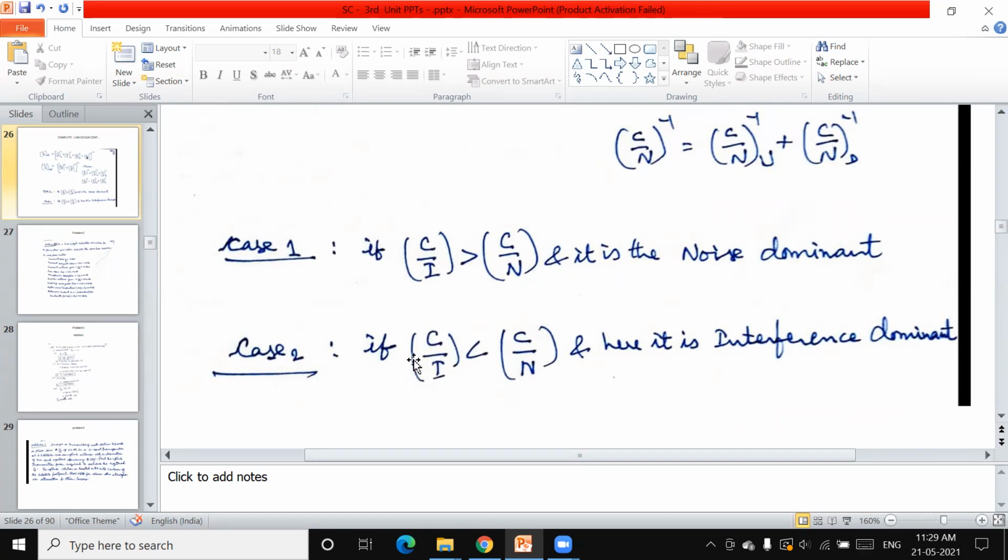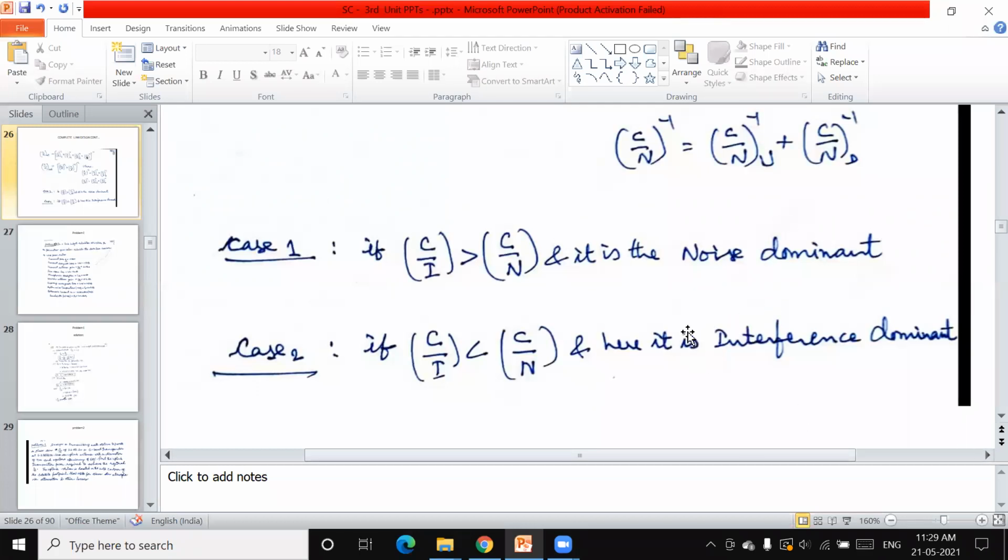This term, C by I inverse, is becoming less. Therefore, the interfering signal is dominant. In this other case, when this is high, C by N becomes more and C by I inverse becomes more. Therefore, this will be the dominant one. It is the noise dominant case.